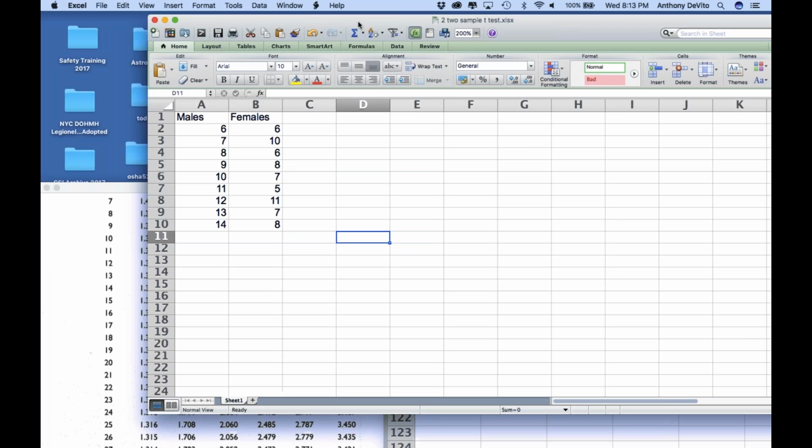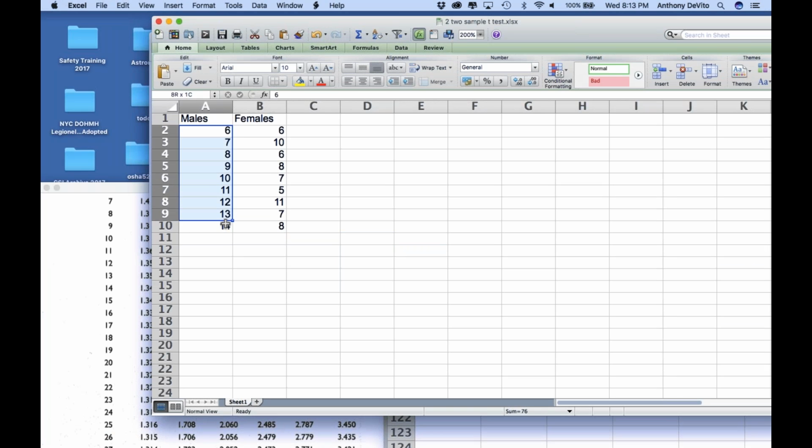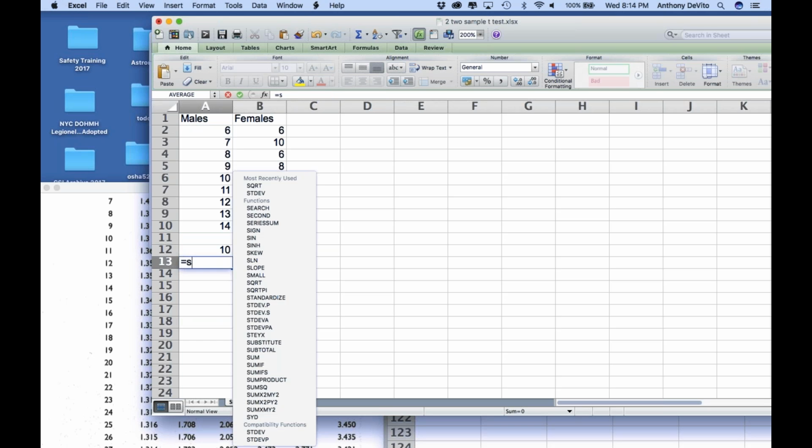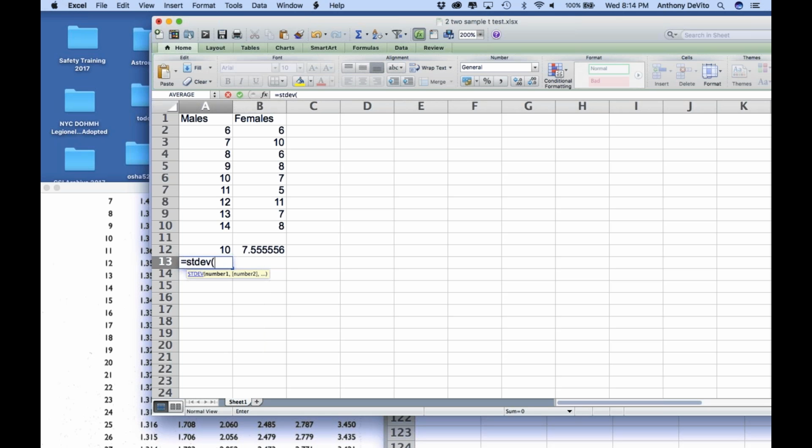Here's a two sample t-test where I'm comparing measurements for males and measurements for females, and let's see what the averages are. Equals average, parentheses. Okay, that's the average I got for the males, and I'm going to drag this across, and that's the average I got for the females. It looks different. How about standard deviations? Okay, here's what the standard deviation looks like for males, and here's what the standard deviation looks like for females. Okay, and I'm going to look at those and see what I get.